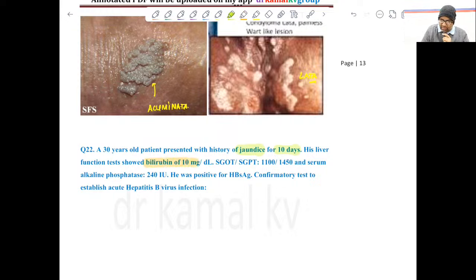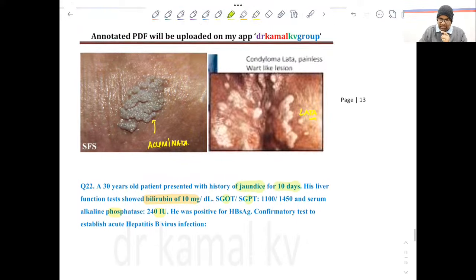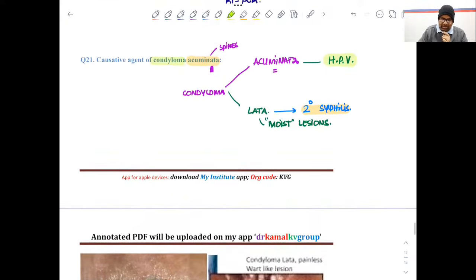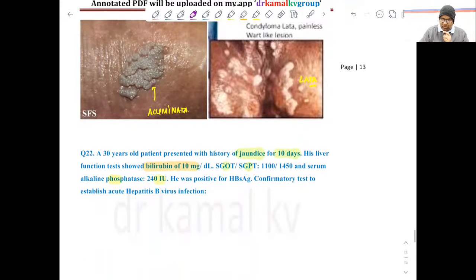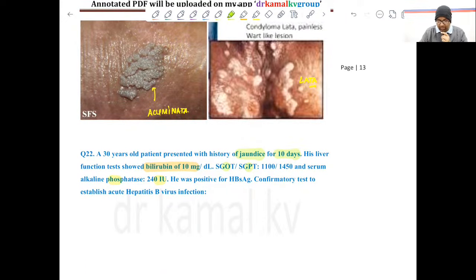then enzyme levels which are increased, and alkaline phosphatase also increased. But what is more important here is the very good Rijwan. Yes, that is 6 and 11. Yes, I'll write it here. Thank you. So HPV 6 and 11. Thank you. Right? So what is more important here are the viral markers.